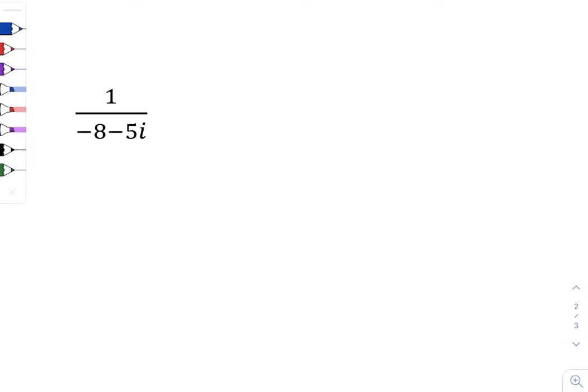Hello everyone, and we're going to continue dividing complex numbers here by rationalizing the denominator, getting the i out of that denominator. Now we're going to move on to denominators that contain complex numbers, not just pure imaginary. So now they have that extra real number that's in front of the imaginary number.